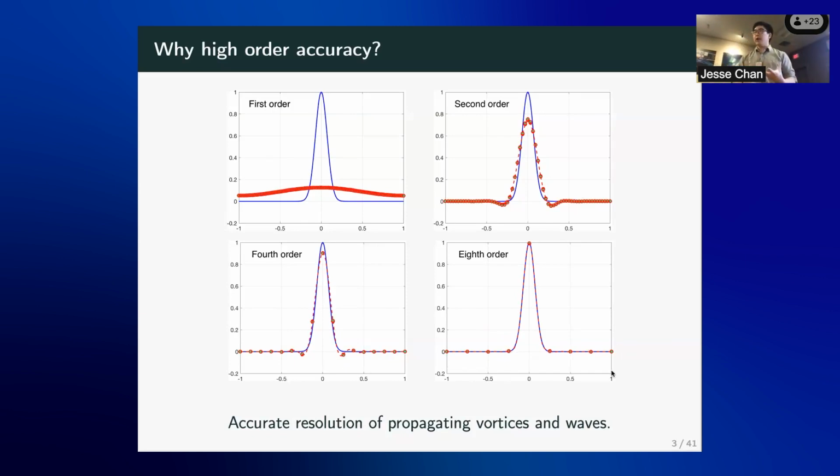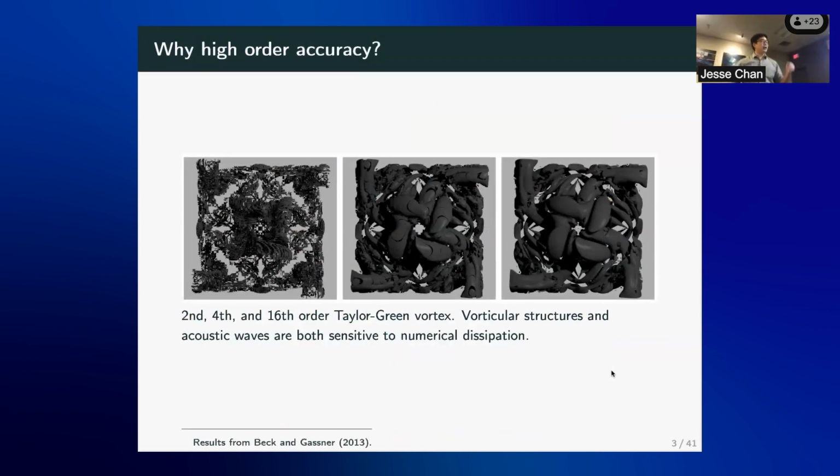So this is the promise of high order accuracy, that you can really accurately get propagating waves and vortices. And while this is just a simple 1D advection equation, it's not too hard to imagine that something similar carries over to more complex problems as well.